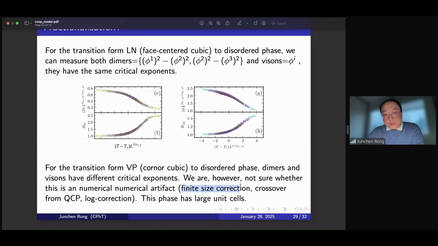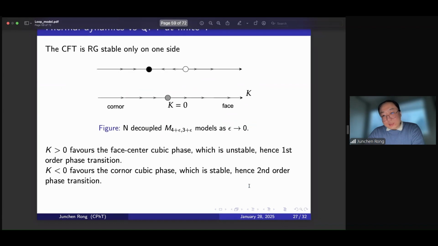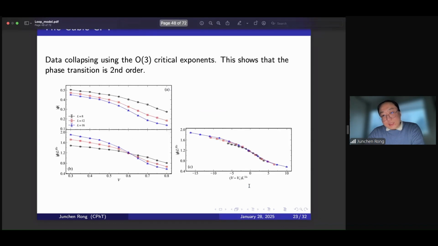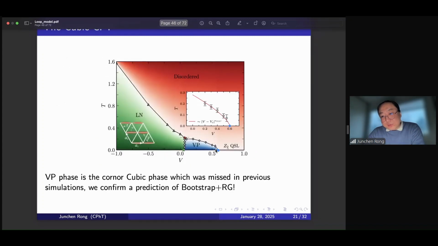There are finite size corrections. Also, another possibility is that our data are contaminated because we are very close to the quantum critical point. In statistical physics, we sometimes study critical theory, but we also study tri-critical theory, multi-critical theory.